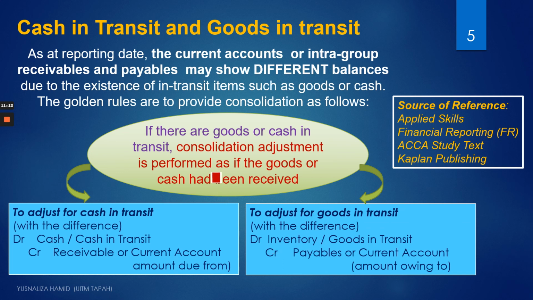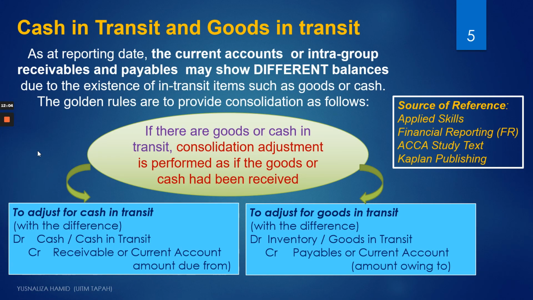And then you may also have to adjust for goods in transit. For goods in transit, you also have to assume as if the goods had been received. So the adjustment that is needed is for you to debit the inventory, which is related to goods in transit, and you need to credit the accounts payable or the current account that appears in the liability section in the consolidated statement of financial position. Sorry, that one is representing the amount owing. If the current account is under the liability section, that represents amount owing to. And if the current account is under the asset section, that represents the amount due from.